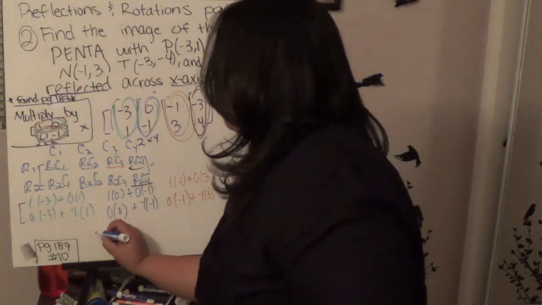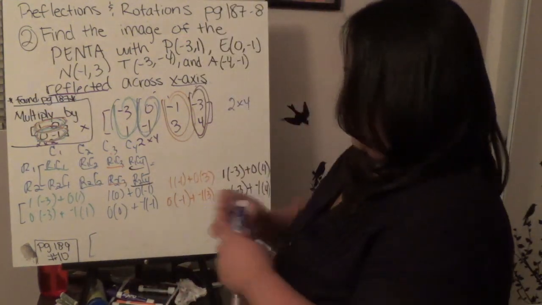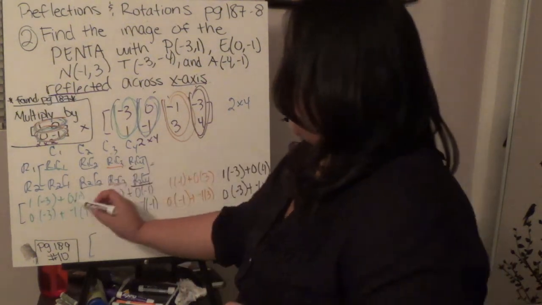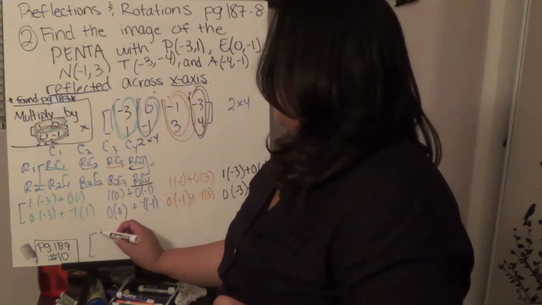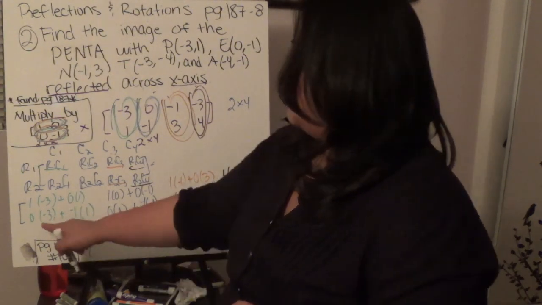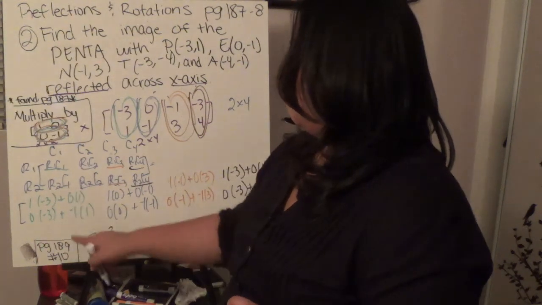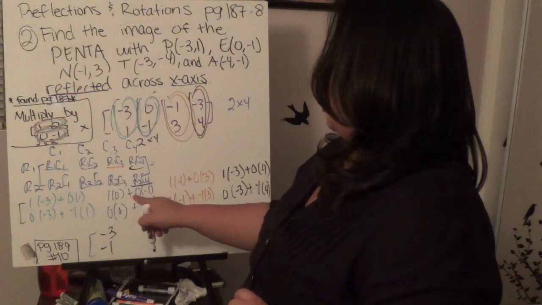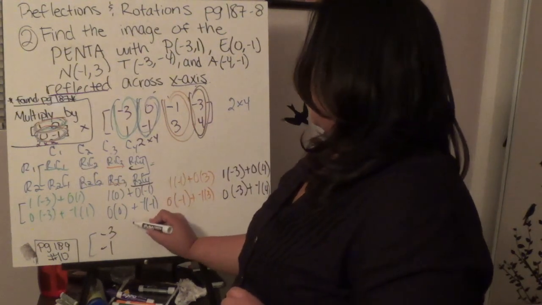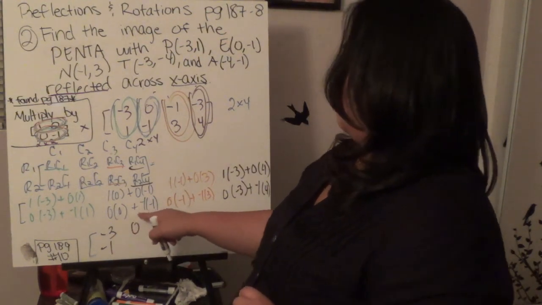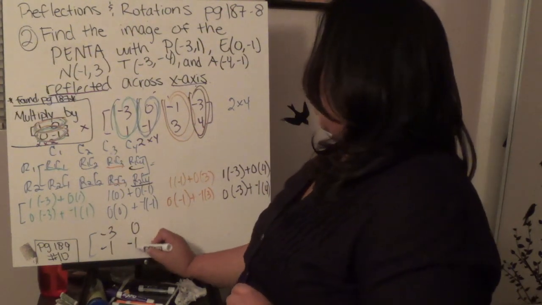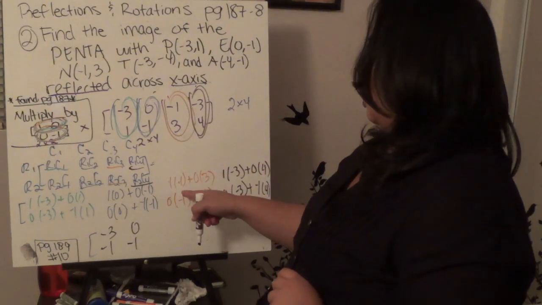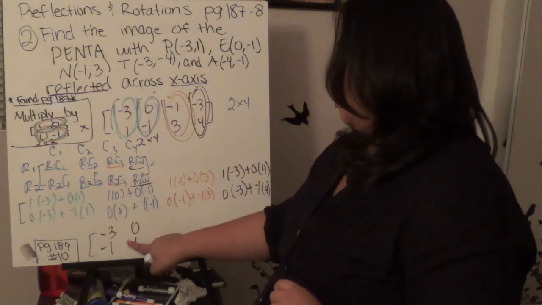So now, we're just going to do the math. 1 times negative 3 is negative 3, plus 0 times 1 is 0, so negative 3. 0 times negative 3 is 0, plus negative 1 times negative 1 is negative 1. This is 0, plus 0 times negative 1, so anything times 0 is 0. These are zeros, so I have negative 1 times negative 1, which gives me negative 1. I have 1 times negative 1, which is negative 1. No, this is positive 1, my apologies.